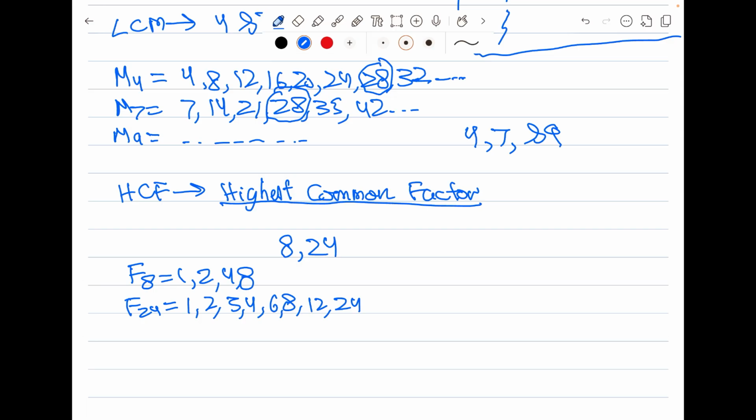Because this time it's going to be a terminating list. It's going to end because factors are limited for any given number. So we can see that in this case, the highest number that appears on both lists is 8. So it's the highest number that appears on both lists. What that means is that 8 is the highest number that can divide both 8 and 24.